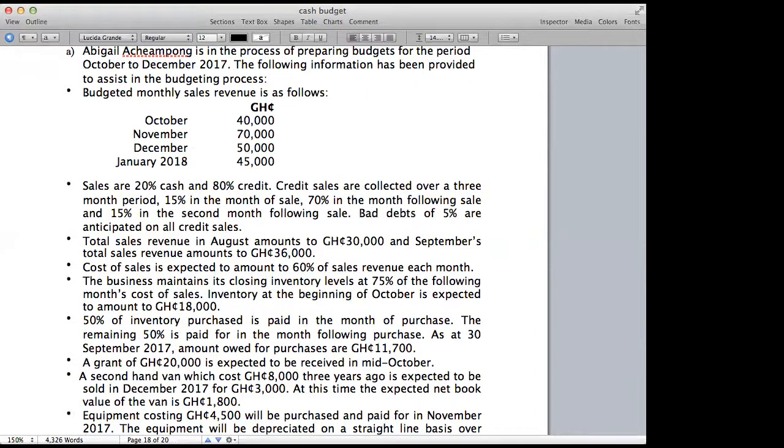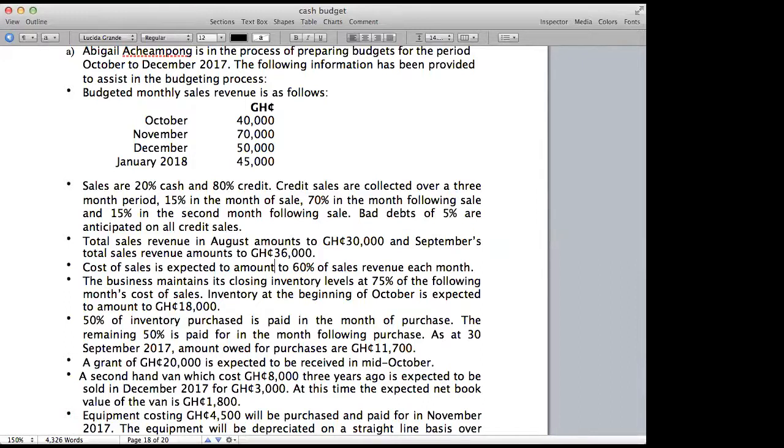This is an ICA November 2017 past question. Yes. So that is it. Now sales are 20% cash and 80% credit. So it means that our cash sales will be 20% of what? Of the sales. Yes. So sales are 20% cash, 80% credit. Good.